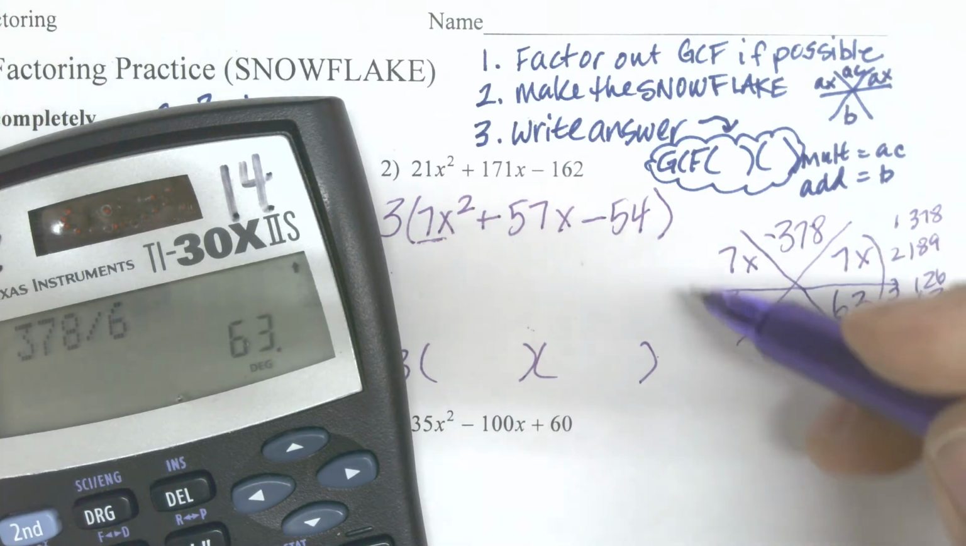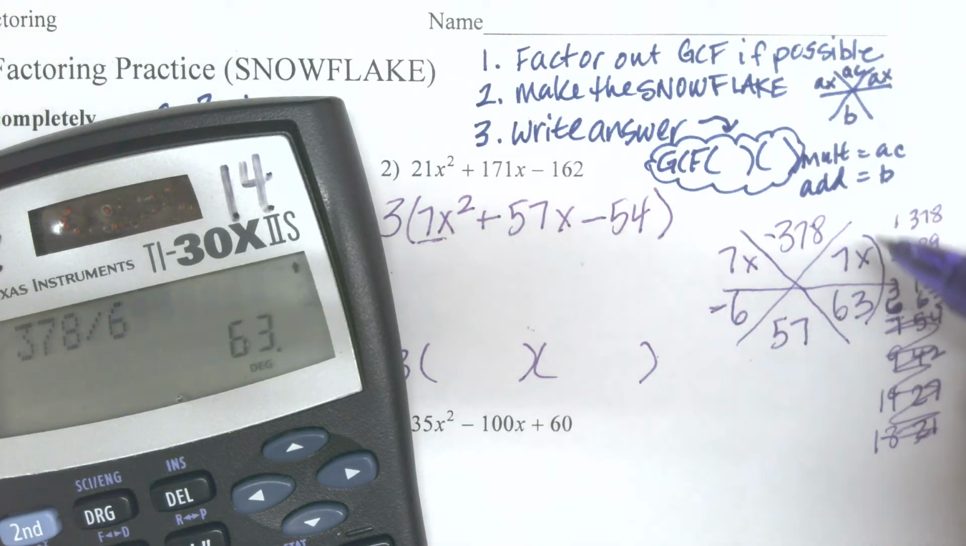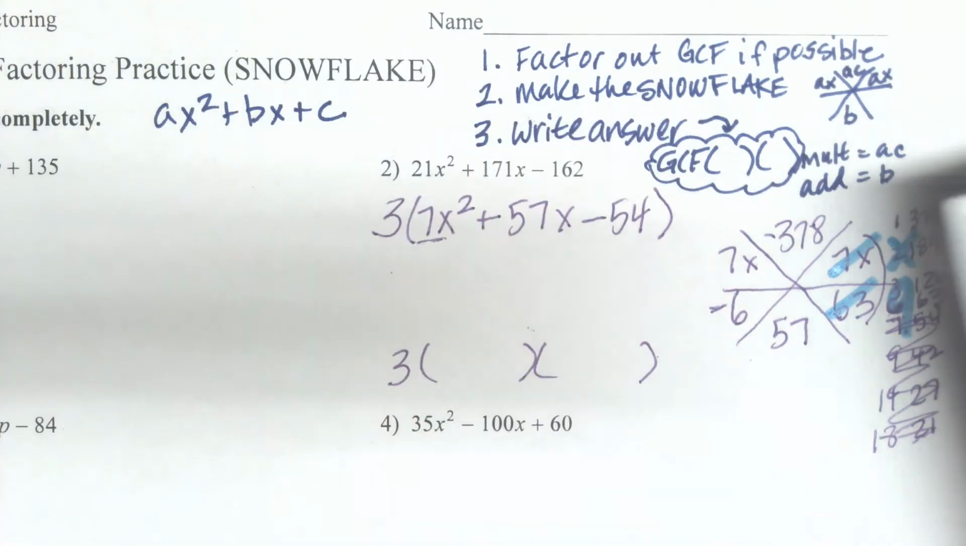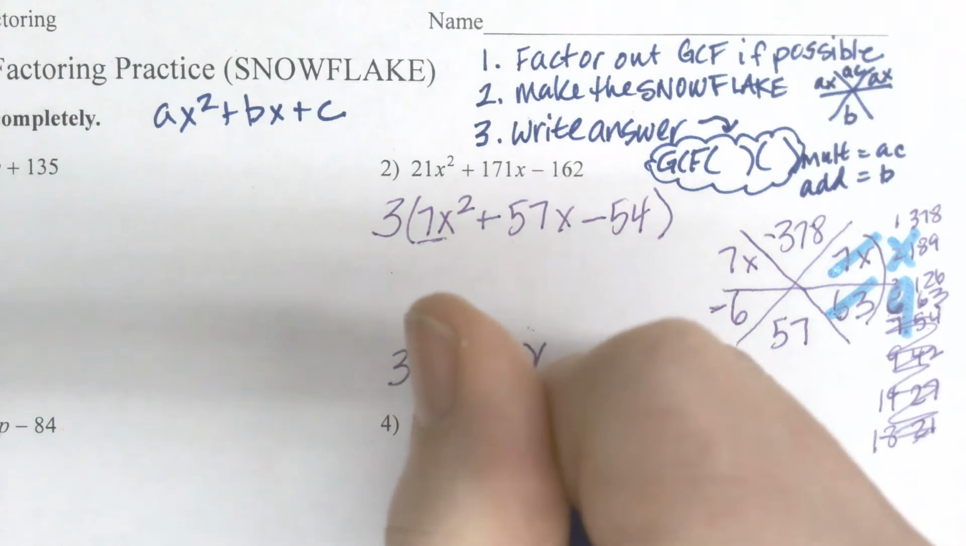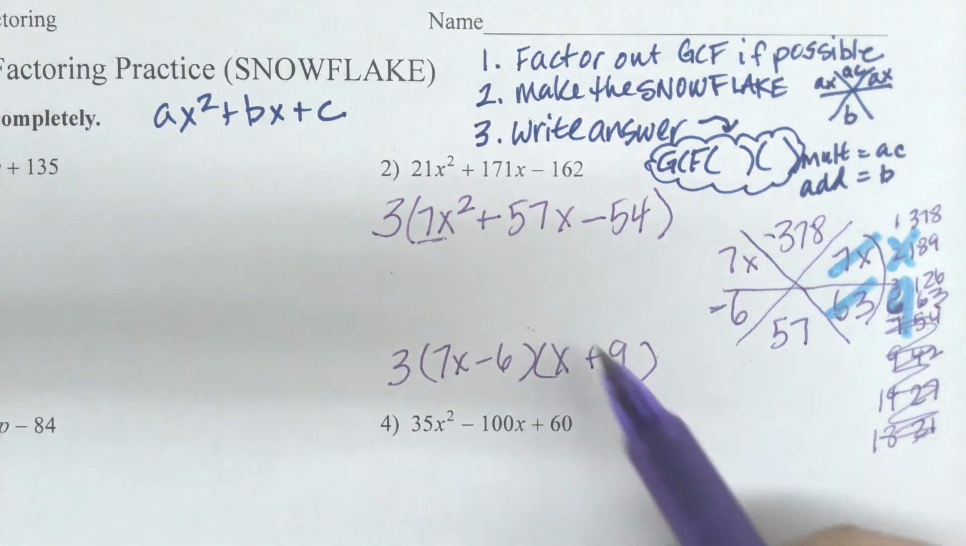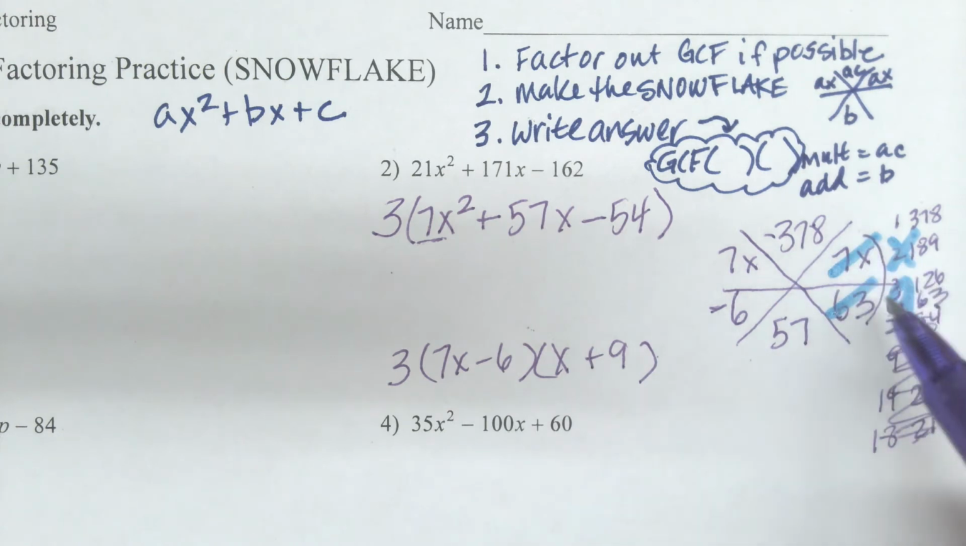I can't reduce this first side, so I can reduce this other side. So I'll take my thing and cross that out. It's x and 9 because 63 divided by 7 is 9. So when I write my answer, I have 7x minus 6 and x plus 9 would be my final. Don't forget to do the simplifying. Again, that's a common mistake that people have.